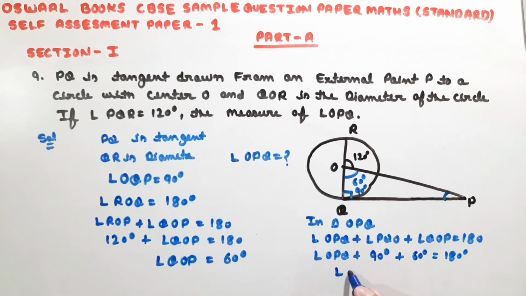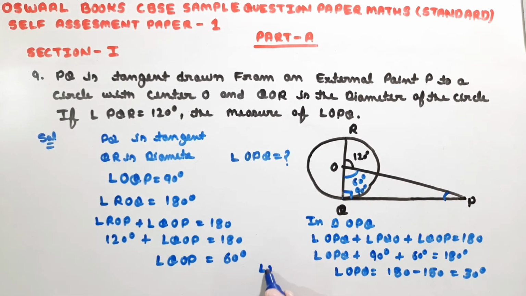So from here angle OPQ will be equal to 180 minus 150, that is equal to 30 degrees. So our answer is angle OPQ equals 30 degrees.